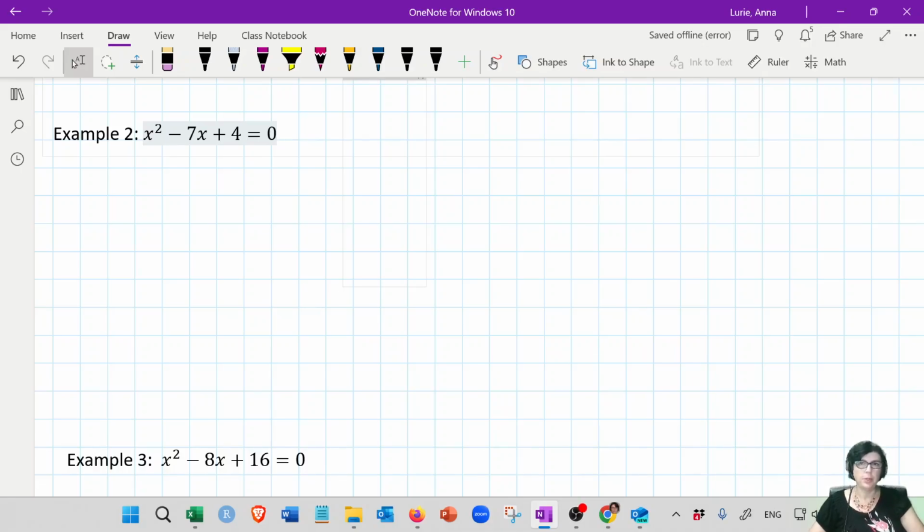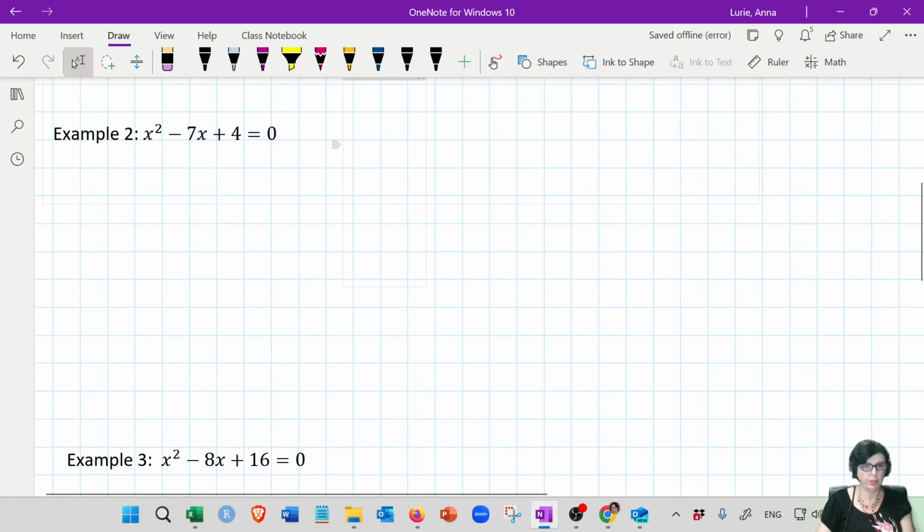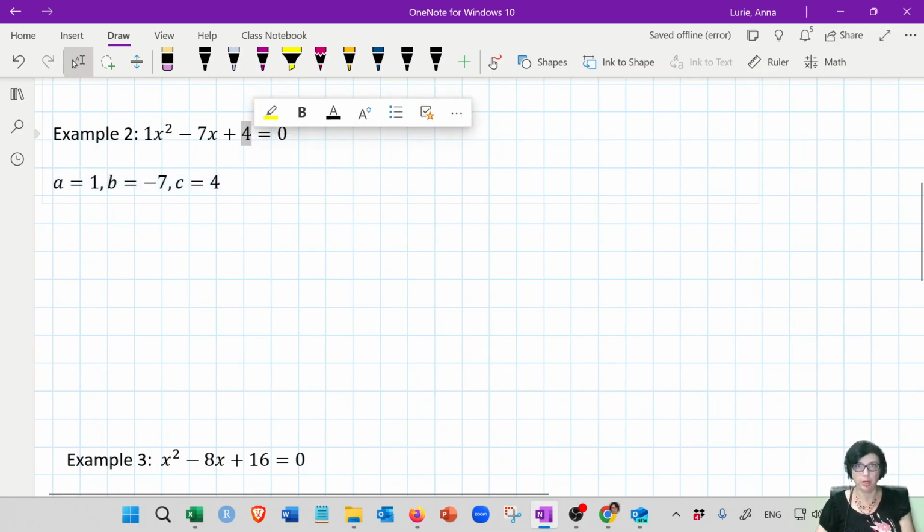Okay, guys, in this video, we are going to continue talking about solving quadratic equations by using a quadratic formula. So in example 2, let's take a look at the values of a, b, and c. Here a equals 1, right? Because x squared is just 1x squared. Then b equals -7. So be careful. If it's negative, that is part of b. And then c equals 4. That would be like the number without the x in it.